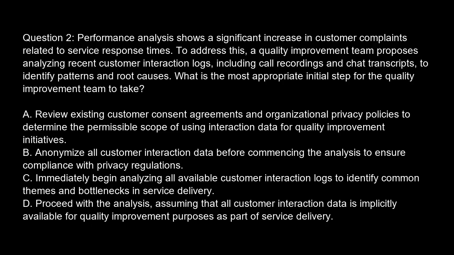Option A. Review existing customer consent agreements and organizational privacy policies to determine the permissible scope of using interaction data for quality improvement initiatives. Option B. Anonymize all customer interaction data before commencing the analysis to ensure compliance with privacy regulations. Option C. Immediately begin analyzing all available customer interaction logs to identify common themes and bottlenecks in service delivery. Option D. Proceed with the analysis, assuming that all customer interaction data is implicitly available for quality improvement purposes as part of service delivery.